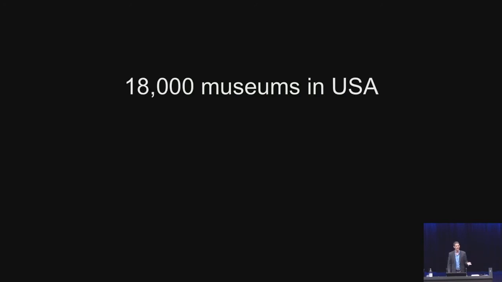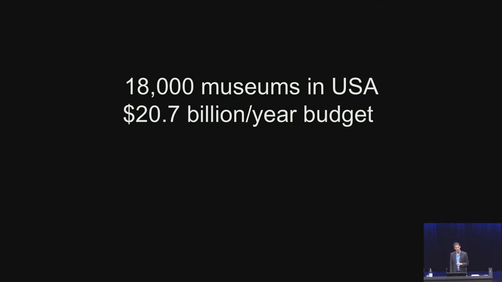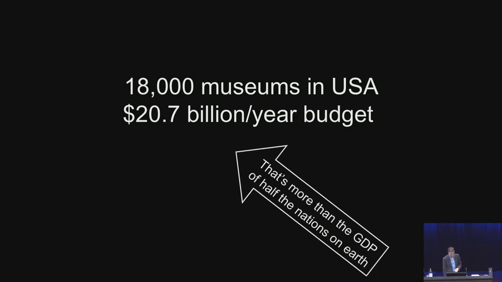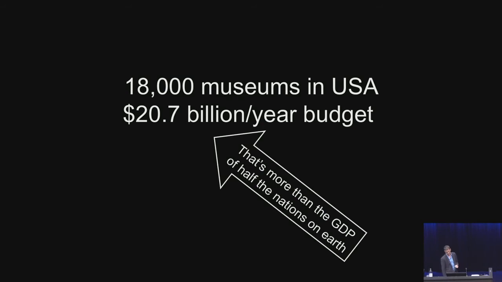In the USA, we have about 18,000 museums. That's a lot of museums. Together, they spend about $20.7 billion a year. That's a lot of scratch. That's a lot of dough. That's more than the GDP of half the nations on Earth. If you walk up the list of GDP for nations, you get halfway up before you get anyone who's got a GDP bigger than what museums spend in the US every year.